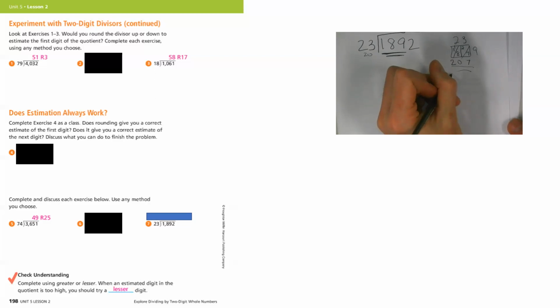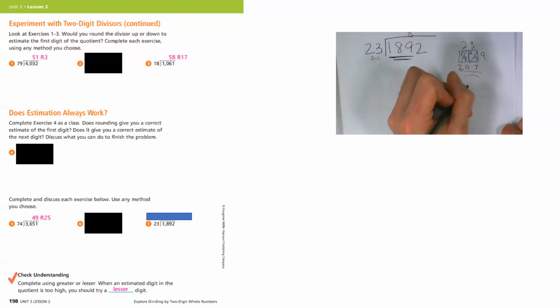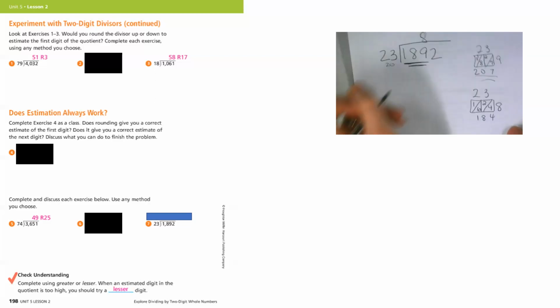No, I can't take out 9. Why? Because I don't have 207 there. So it's got to be 8. Now I check my 8 by multiplying 23 times 8. Or you could take 23 away from 23 times 9. So it's 184.